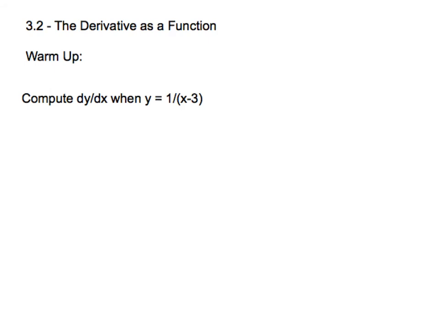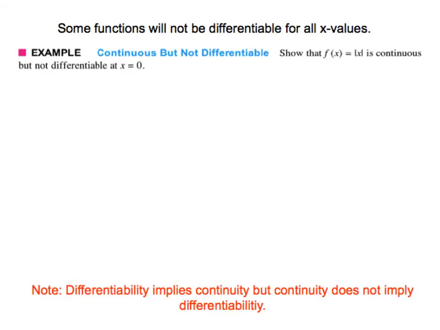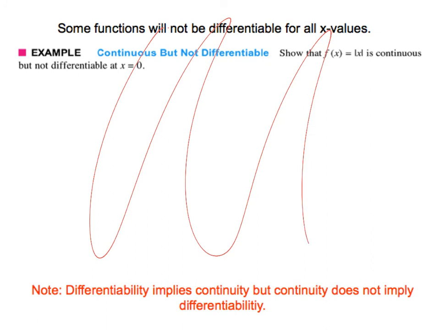Okay. So this is really day 2 of 3.2. I want you to do a warm-up. I'm not going to fill this one in for you, but you're going to compute the derivative of 1 over x minus 3. Okay, so I just wanted to refresh and remind that these are the different ways to notate the derivative. They're all giving the same set of instructions in a different way of saying it. Oh, I should have deleted this slide also. We did get to cover this.